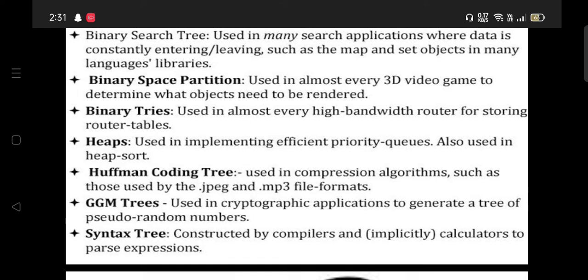Huffman coding trees are used in compression algorithms such as those used by the JPEG and MP3 file formats. GGM trees are used in cryptographic applications to generate a tree of pseudo-random numbers. Syntax trees are constructed by compilers and implicit calculators to parse expressions.